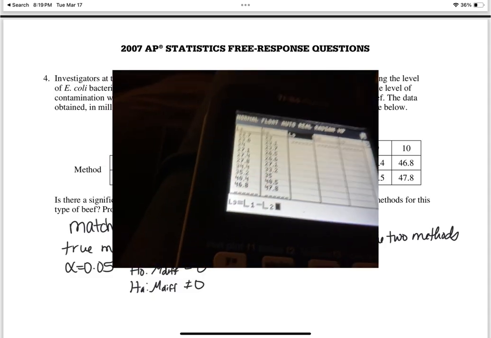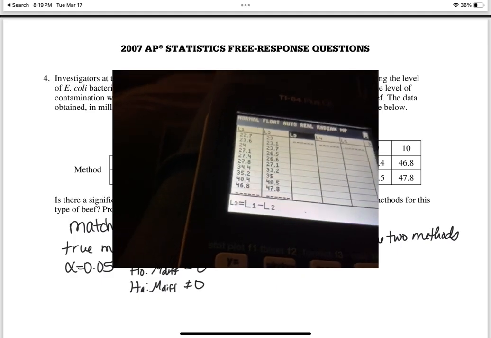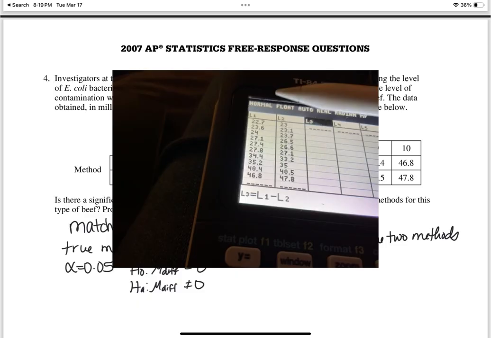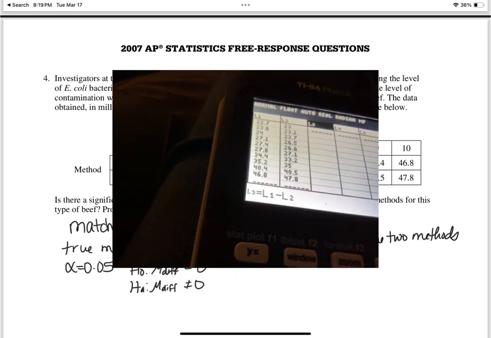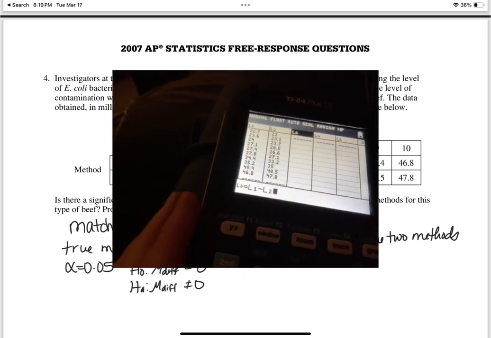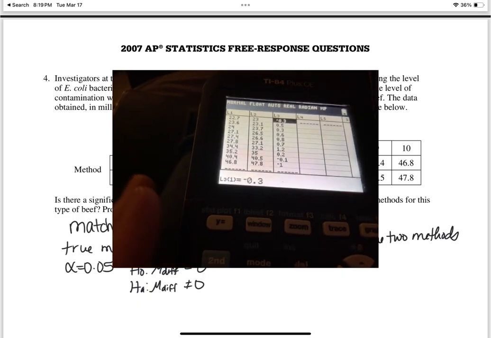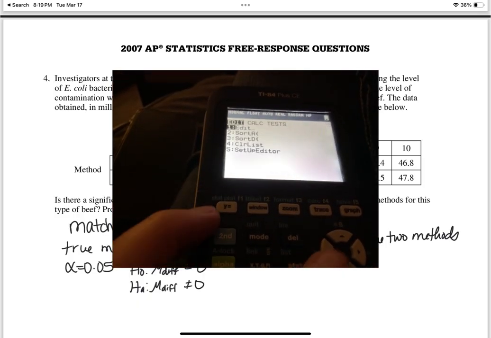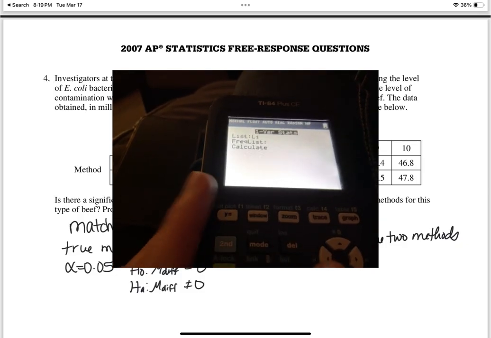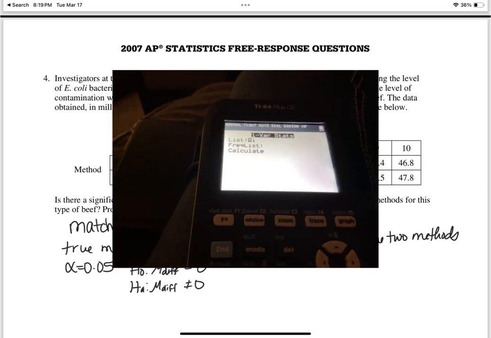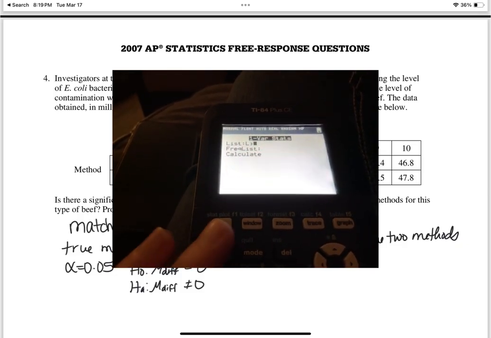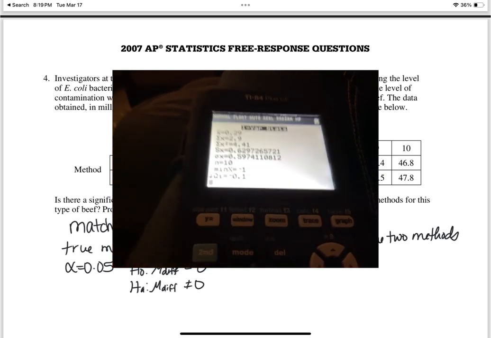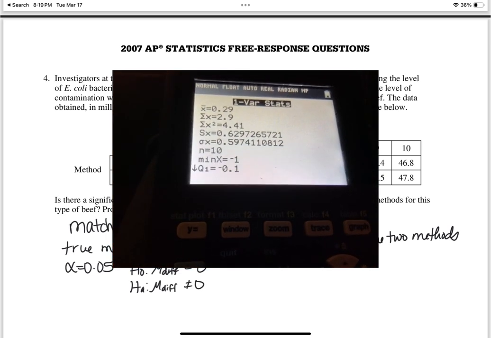Okay, so notice that that's up on the screen here. I've highlighted L3, and then I tell it to do L1 minus L2, and when I hit enter, it's going to give me all of those differences. Then I go to stat calc, one-variable stats, and I'm going to do one-variable stats on list 3. Keep your frequency list empty. And there are our statistics.